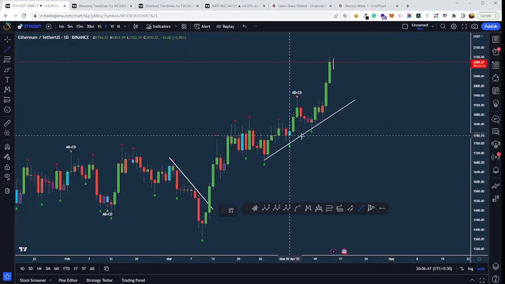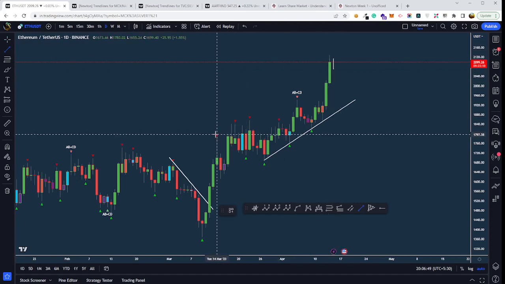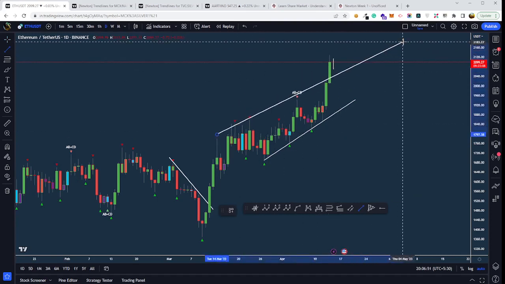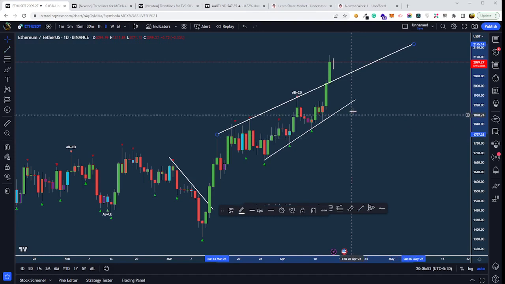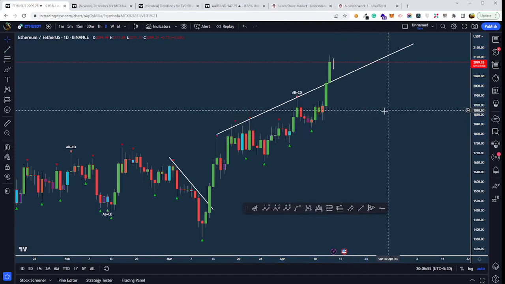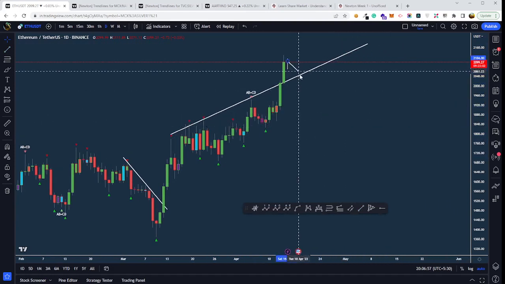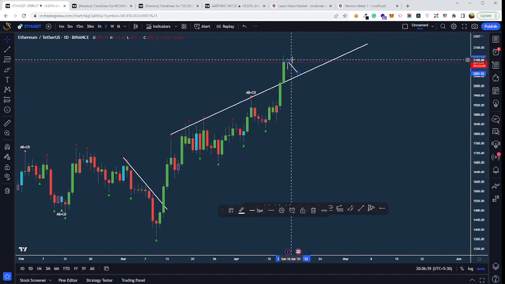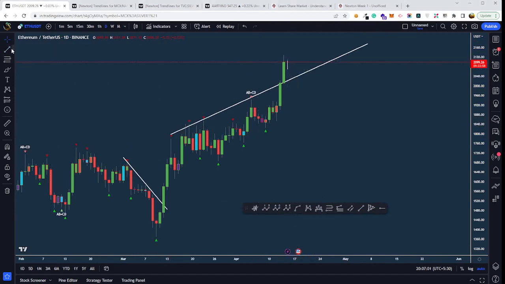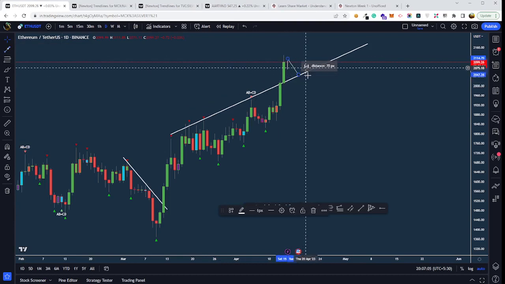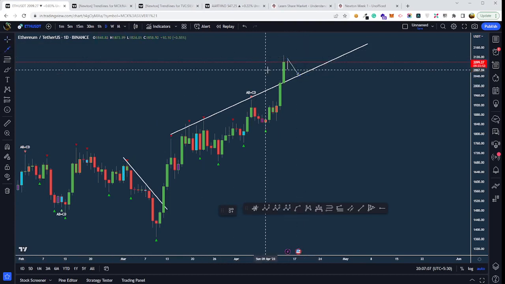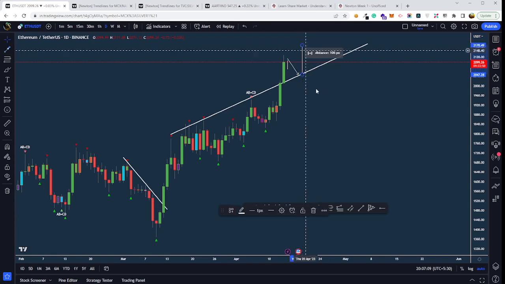Now see, it has broken and gone upside, right? So a new trend line can form here. What will happen now? I'll delete this line. Now our expectation is it can come down to here. If it comes down to here, it will act like a resistance. So that's the thing you need to know about the trend line.